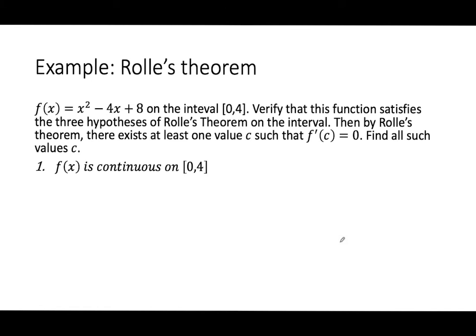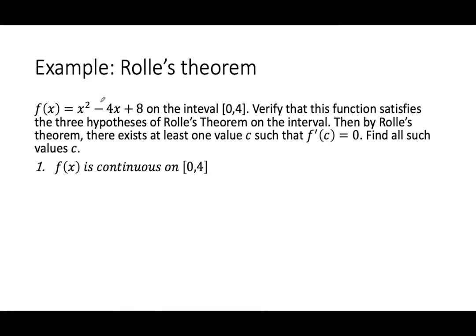First, what was the first hypothesis of Rolle's theorem? It was that f of x is continuous on the given closed interval. So as we can see, this is a polynomial, and there isn't any number that this polynomial cannot get.